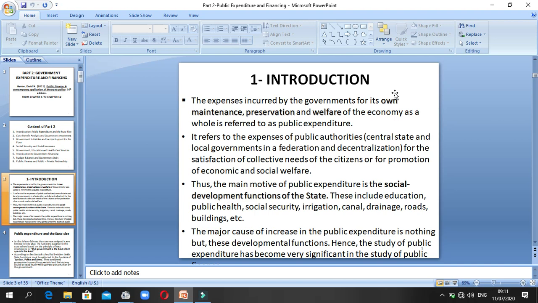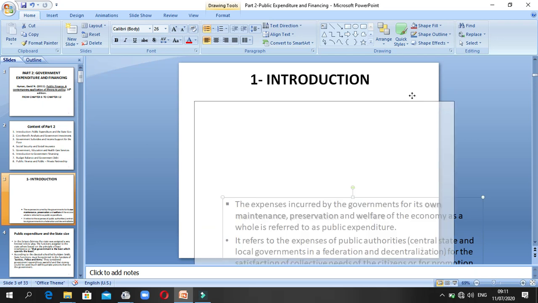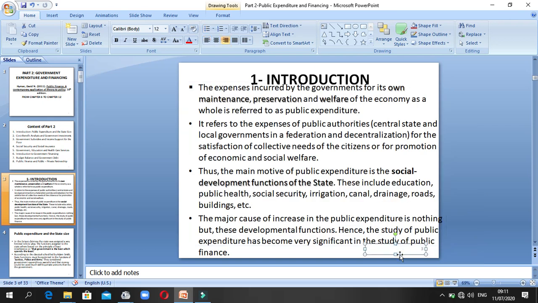So the major cause of the increase in public expenditure is nothing but the development function. Hence, the study of public expenditure has become very significant. So let us proceed by looking at this, where we are going to start about this in more depth. This was the introduction.